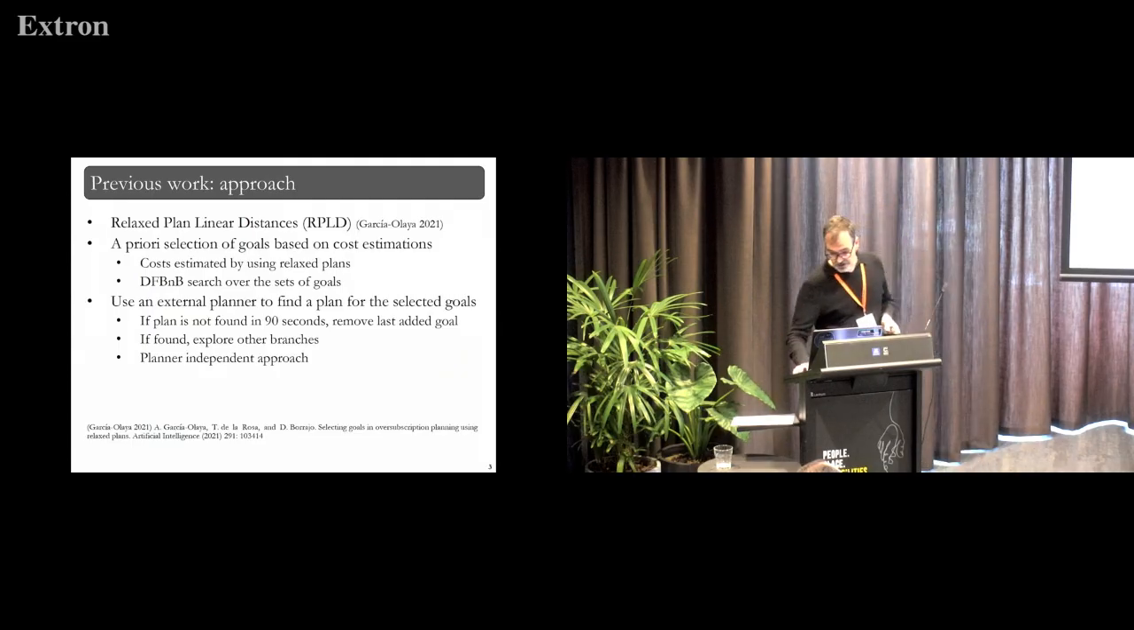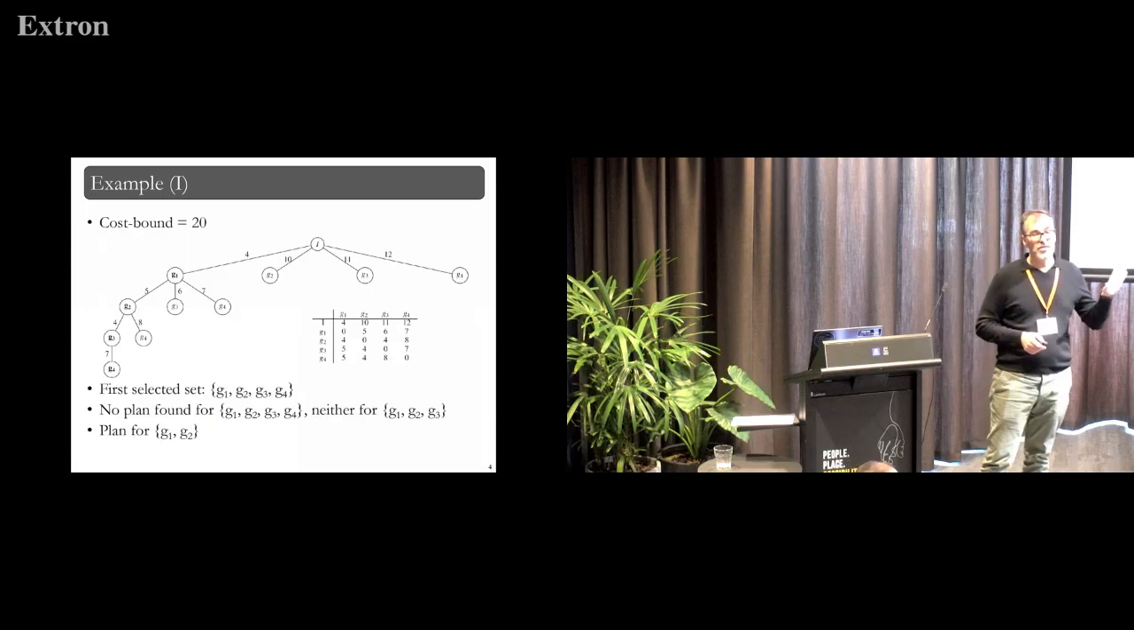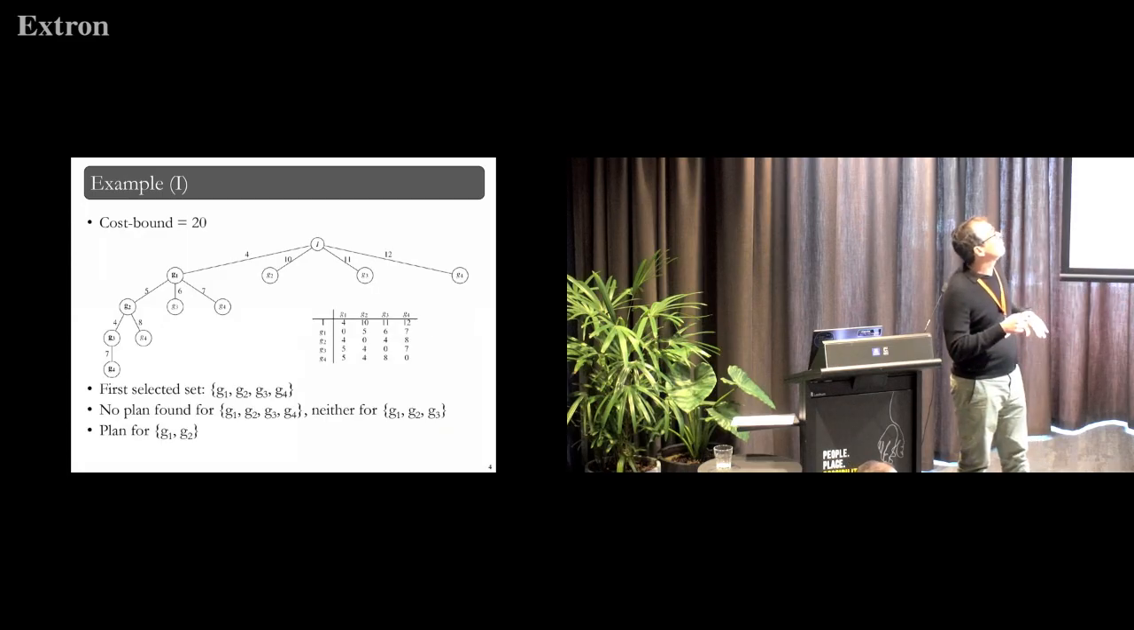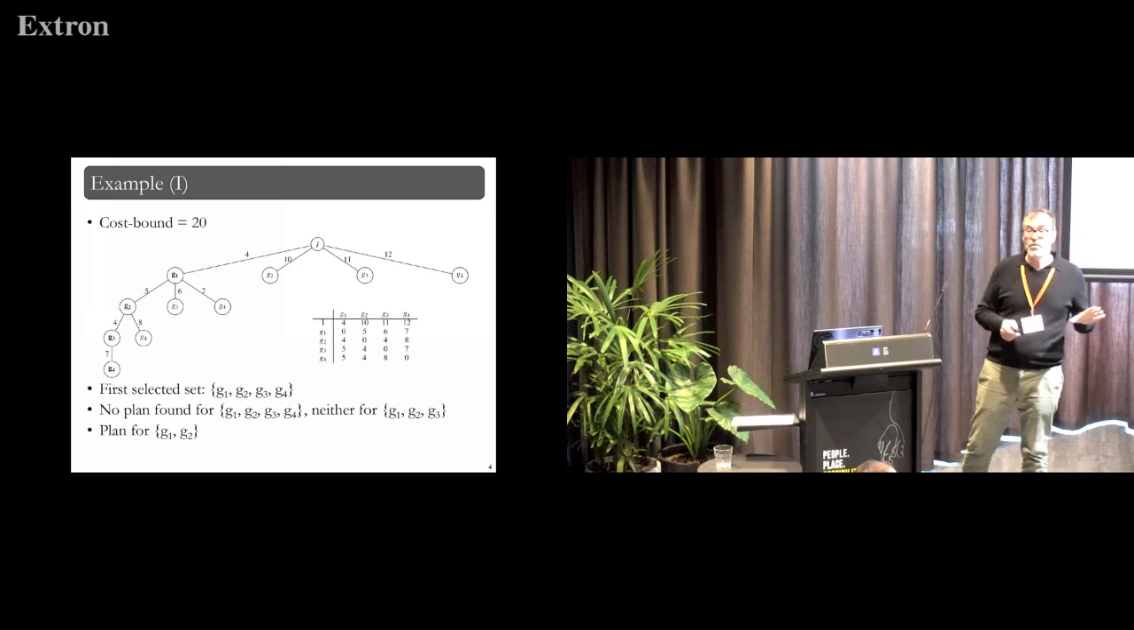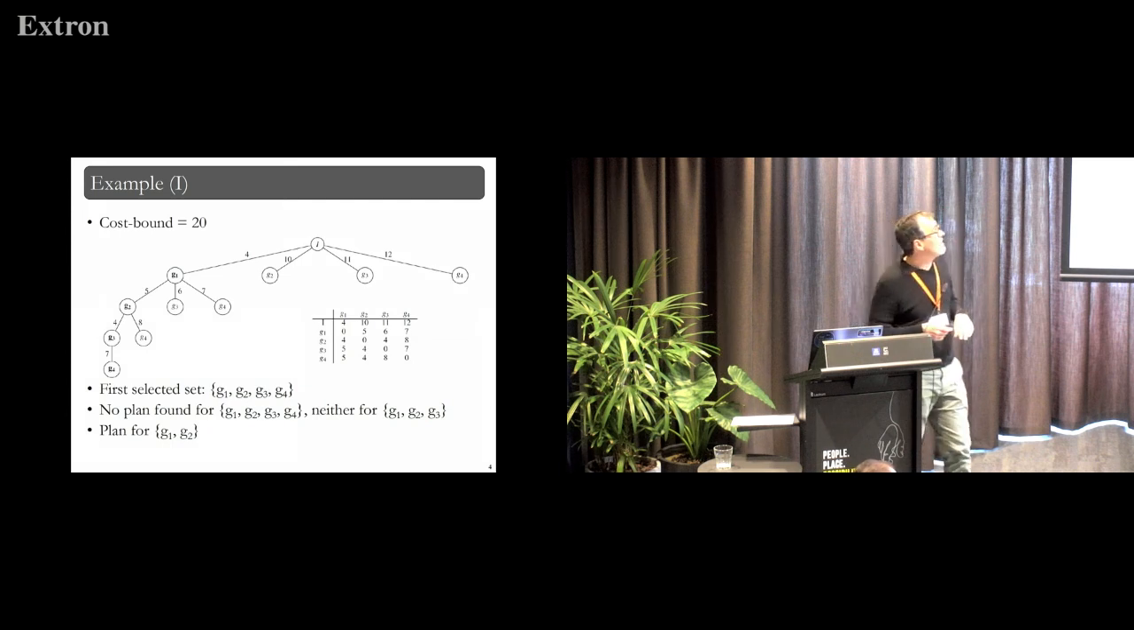Let me show you an example of how it works. Let's imagine that we have a problem with 4 goals, all of them with the same utility, and a cost bound of 20. In that case, as all the goals have the same utility, we will select them just by the estimated cost that we have.